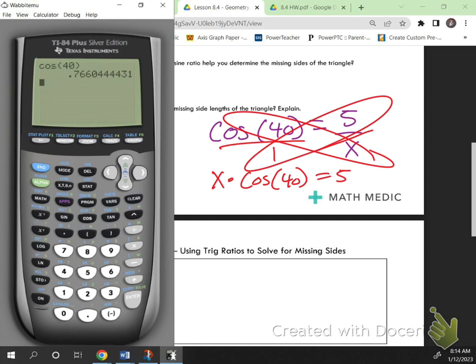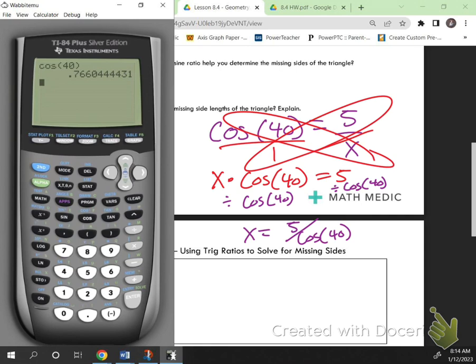It's x times. What's the opposite of multiplication? We're going to divide. Let's divide both sides by the cosine of 40. Again, it's just a number. So now, x equals 5 divided by the cosine of 40. Why did Miss Rose do this? Because I don't want to do this calculator part till the very end so I know what I'm typing in.